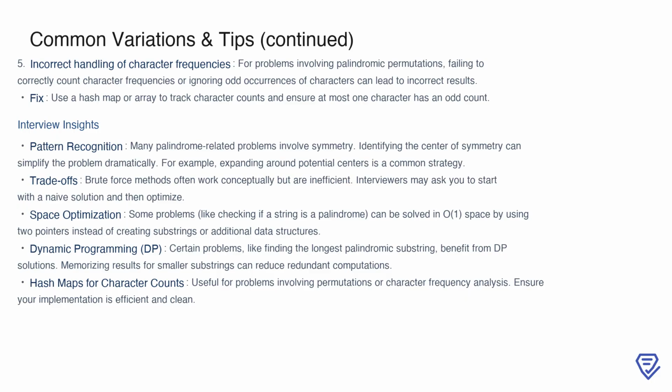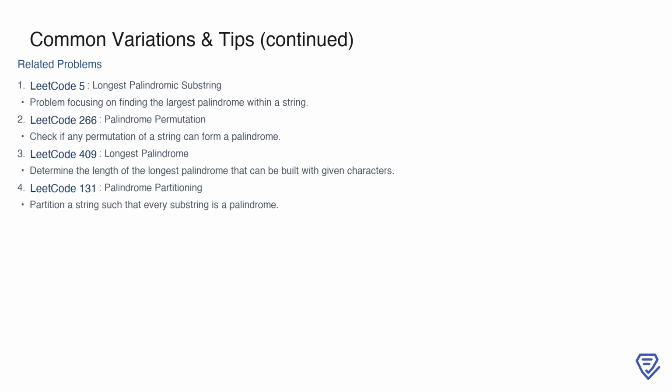efficient and clean. To deepen your understanding of palindrome-related problems, it's helpful to explore related challenges. For instance, LeetCode 5 focuses on finding the longest palindromic substring within a given string. This problem highlights techniques for dynamically exploring potential centers of symmetry. LeetCode 266, the palindrome permutation problem, asks whether any permutation of a string can form a palindrome, emphasizing the importance of character frequency analysis.